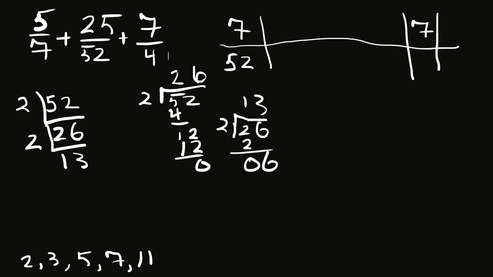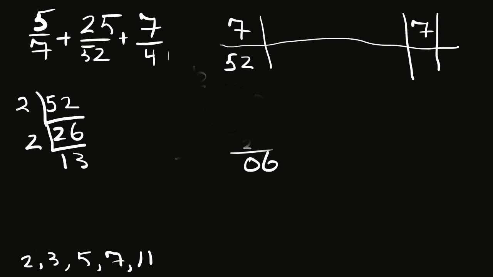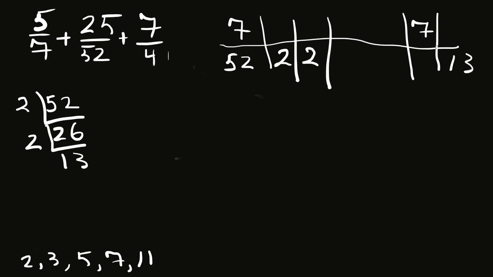Now let's clear a little space. So 52 factors into 2 and another 2 and a 13.